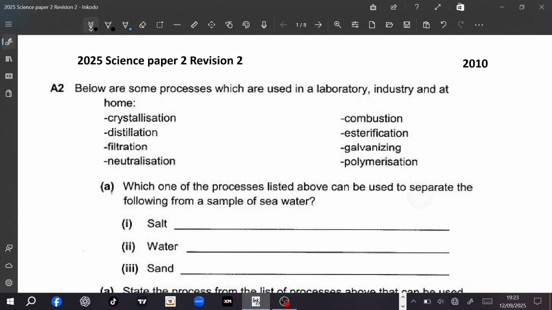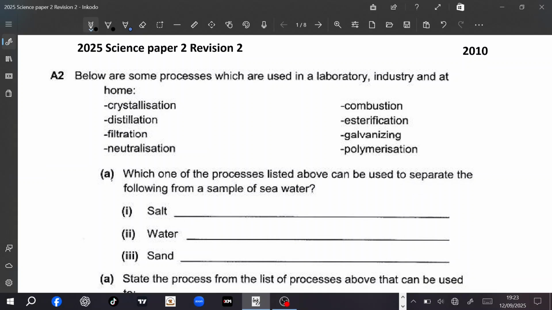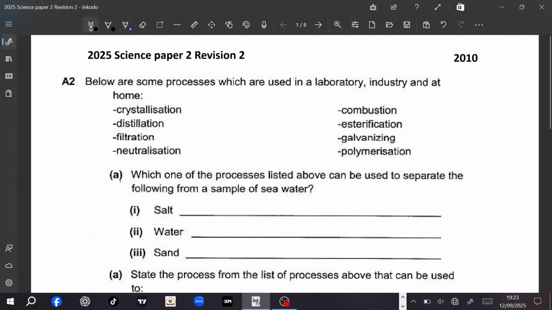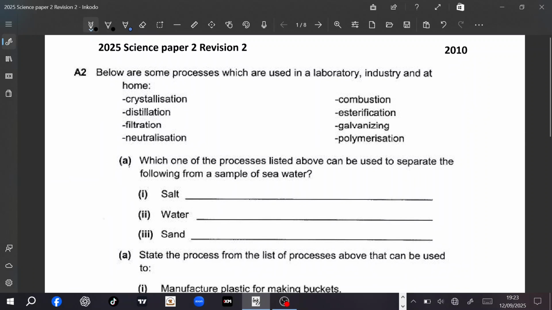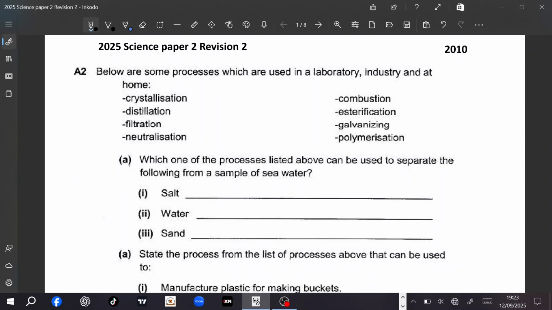This is revision number 2, and in this video I'm going to explain the answers to this question to show you how you should have answered them, for those who tried to answer in the group and failed. This video is just aimed at showing you how you should have answered them. This question came from a 2010 paper, and this was question A2.